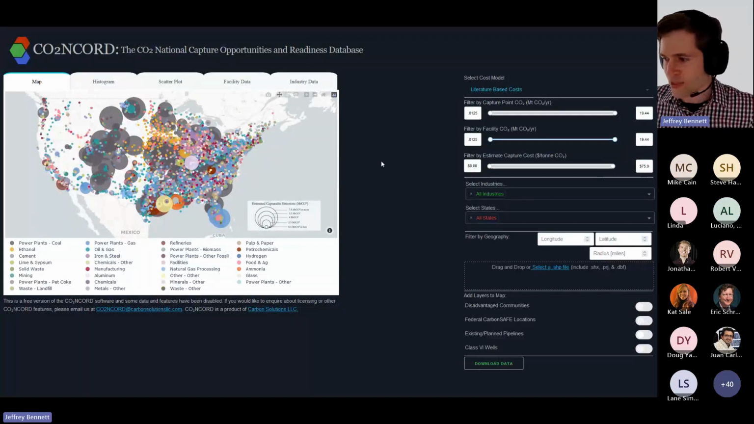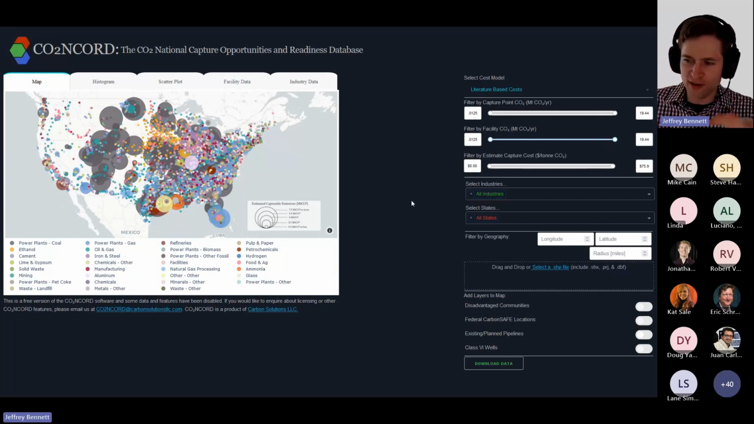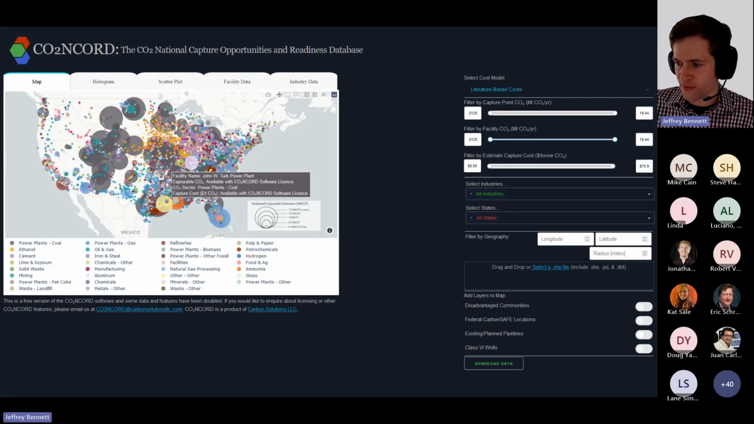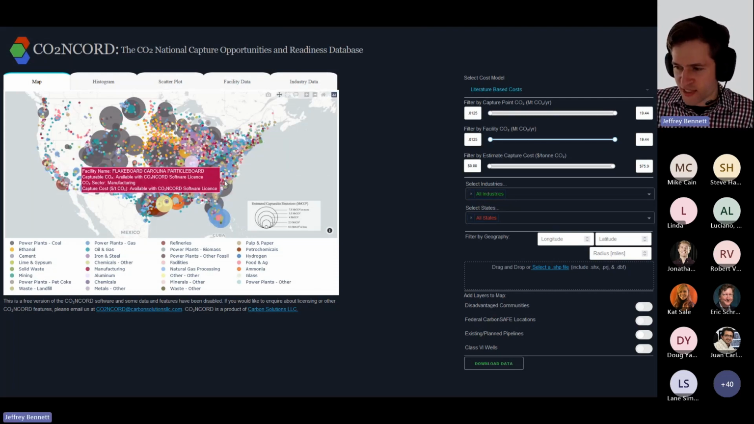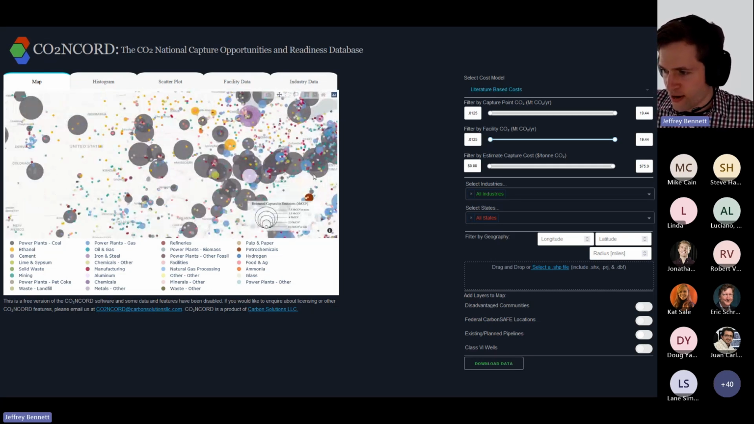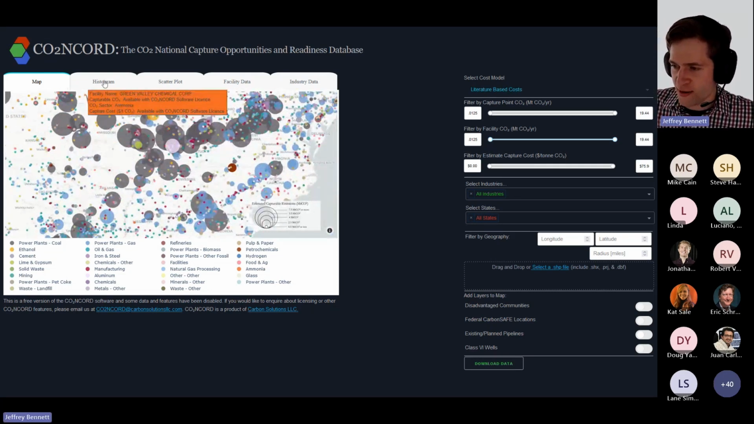And so now you can see the web application. And so when you first load it, this is what it looks like. On the left, we have several different ways of looking at the data. So first we have this map. You can hover over and see all the different sources of CO2, get some information about them, facility name, amount of CO2 that can be captured, the sector, and the cost. You can zoom in and look around. You can also go to these other tabs.